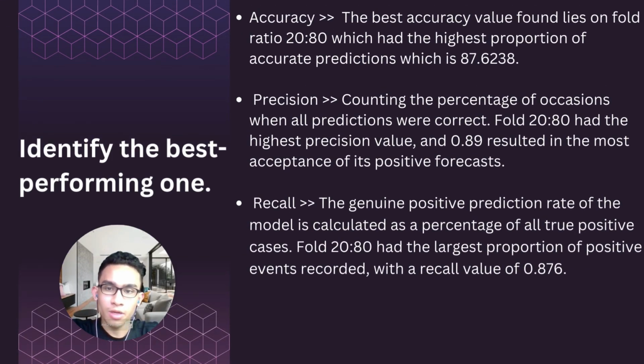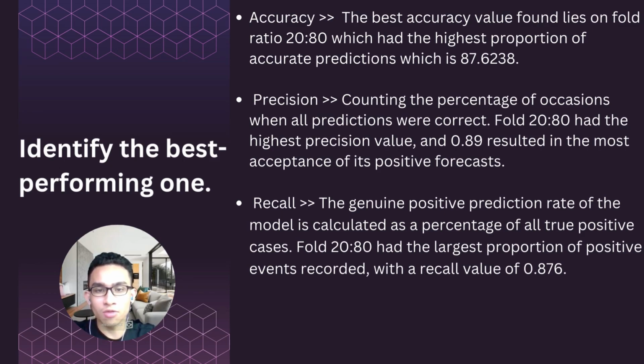In this part, I'll be sharing with you guys all the explanation of why the fold 20 to 80 ratio was the best model evaluation. The first one is comparing their accuracy. The best accuracy value lies on fold ratio 20 to 80, which had the highest proportion of accurate predictions, which is 87.6238. The next one is the precision comparison, which counts the percentage of occasions when the predictions were correct. Fold 20 to 80 had the highest precision value, 0.89, which resulted in the most reliable positive forecast.